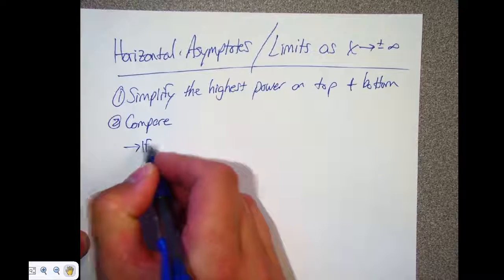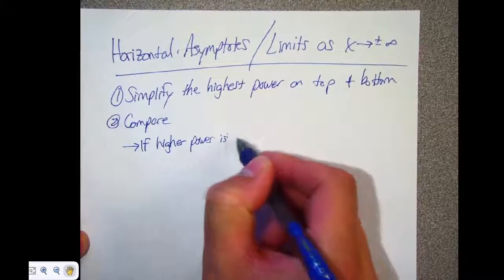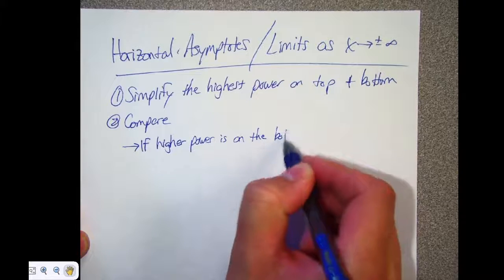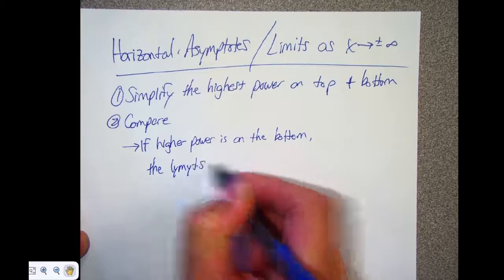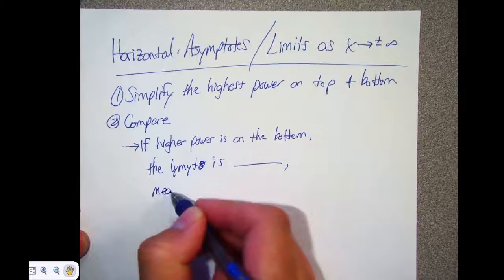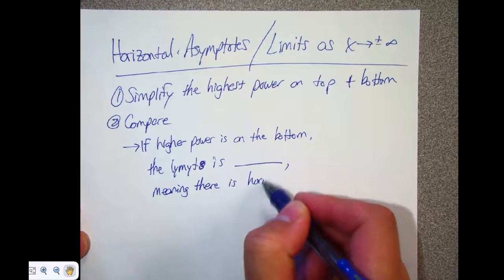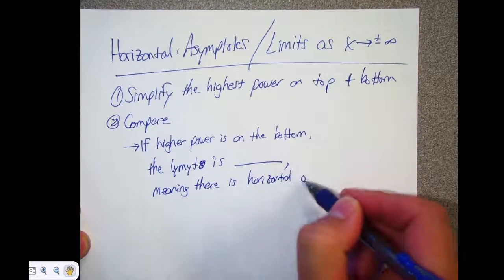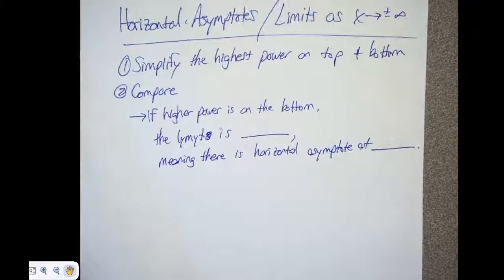So, if the higher power is on the bottom, the limit is, and I'm going to fill it in a second, meaning there is a horizontal asymptote at. I will fill that in a second, but I wanted to show you why. So I'm just telling you, hey, here's what it is.